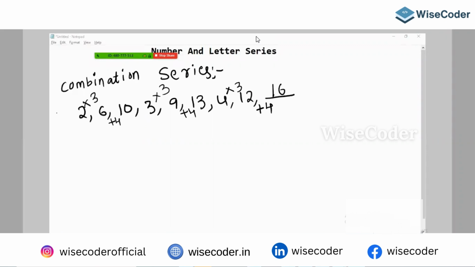Let's look at another example. Consider the series 1, 2, 6, 21, 88, dash. So what is the next number? Please try. Here we can observe that 88 is close to 4 times 21.